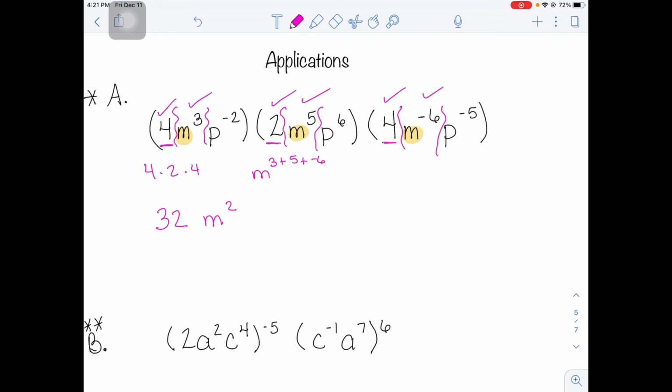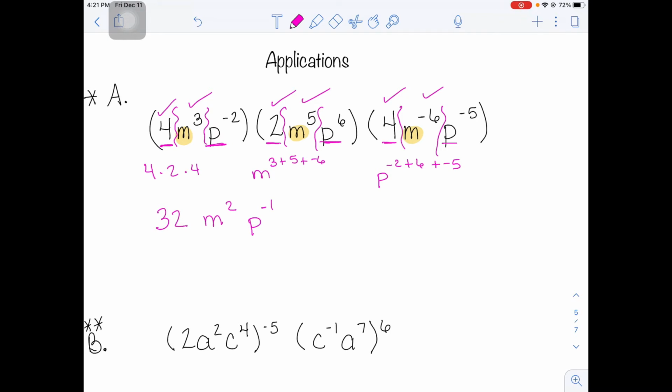Now I'm going to look at my P's. I have a P, and a P. So I have a P as a base. I have a negative 2 plus a 6 plus a negative 5. When I look at that, negative 2 plus 6 gives me a 4. 4 plus a negative 5 actually gets me a P to the negative 1.